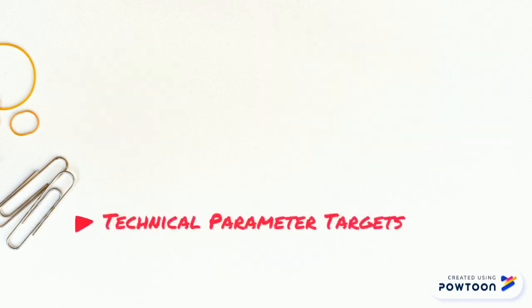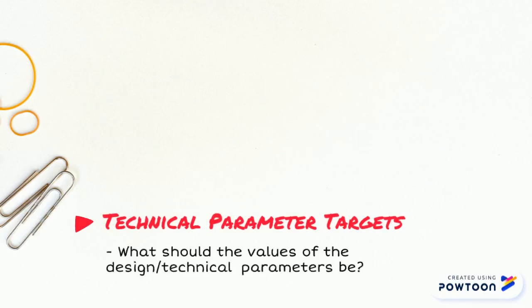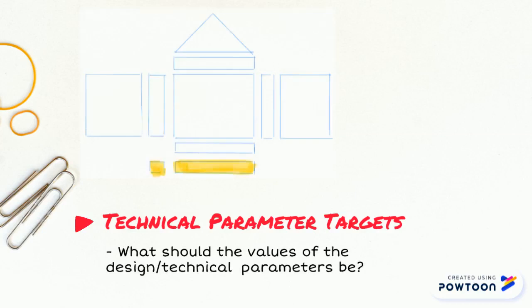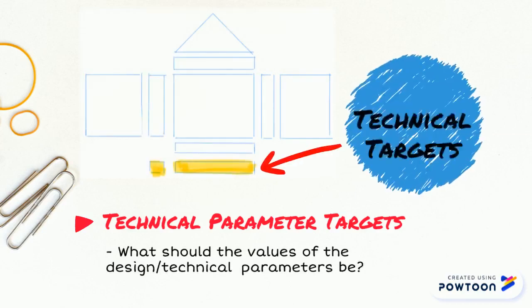Another important question to ask is, what should the values of the engineering parameters be? In other words, what should be our technical targets? These values are found in the technical targets room.